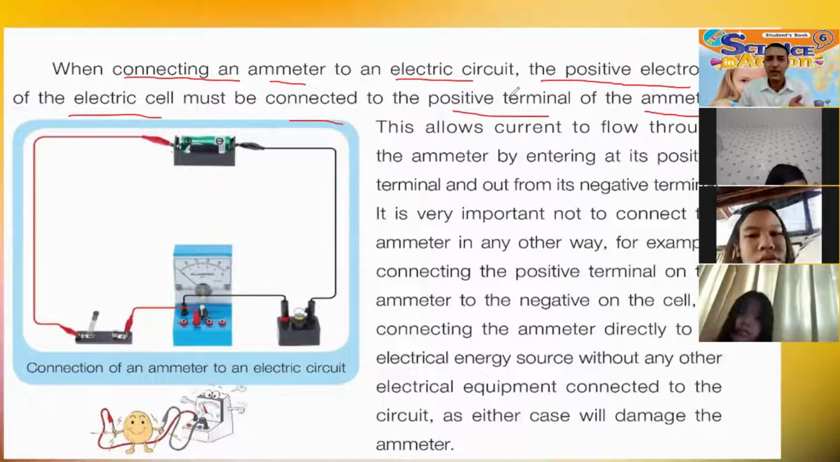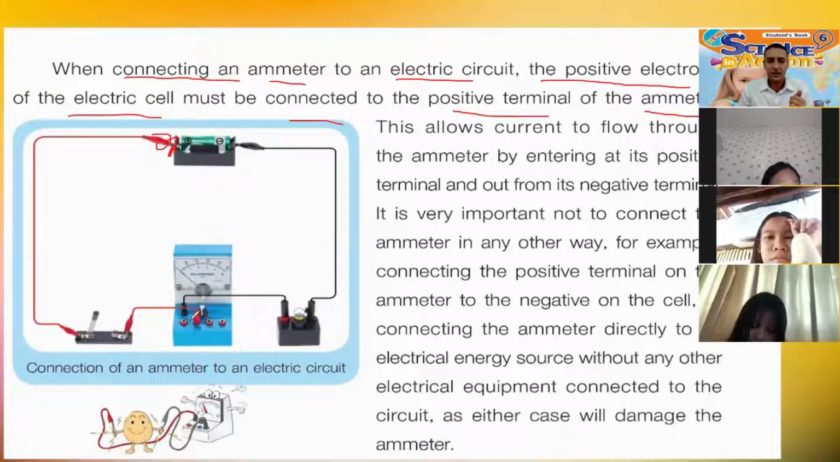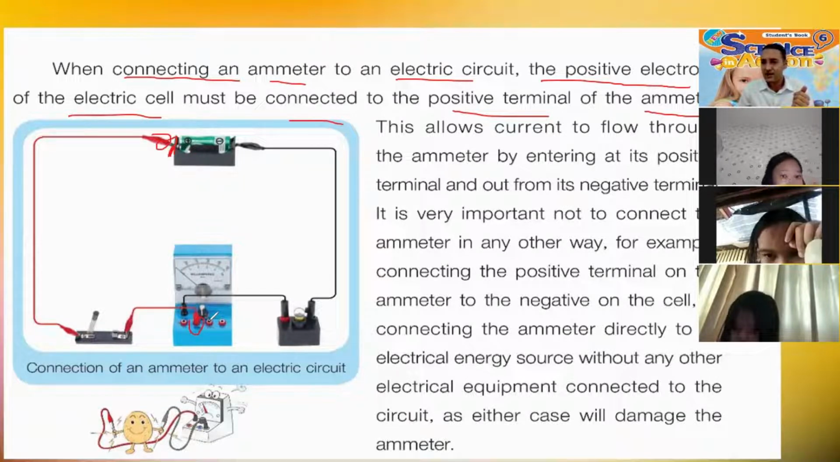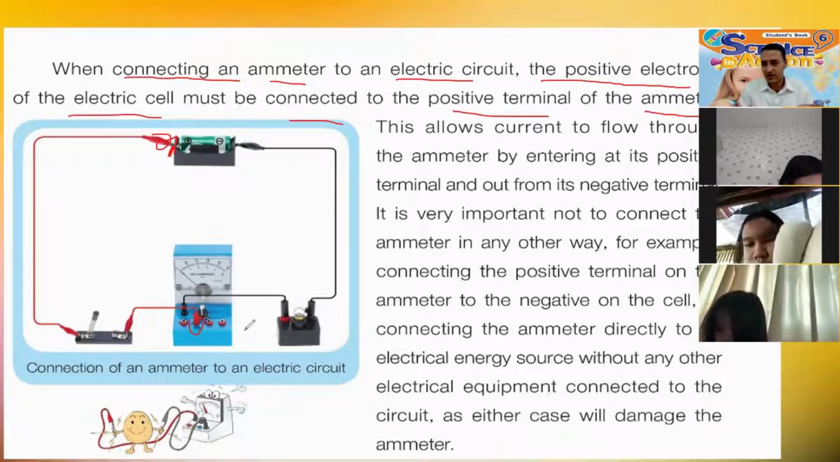So what you have to do is make sure that the positive electrode is connected with the positive terminal of the ammeter. You cannot connect a positive electrode with the negative terminal of the meter. If you connect that, it will be damaged, right?